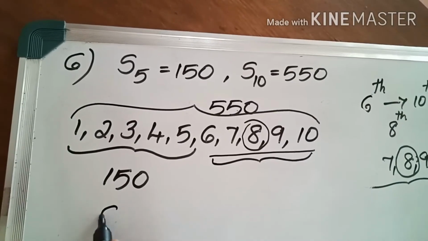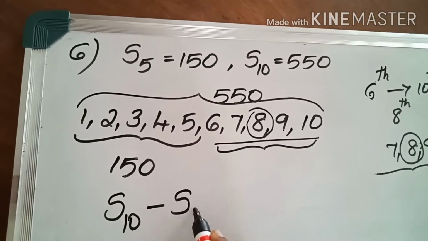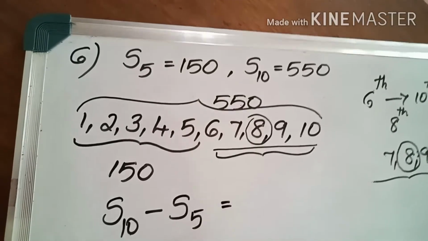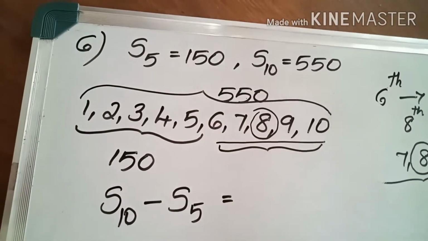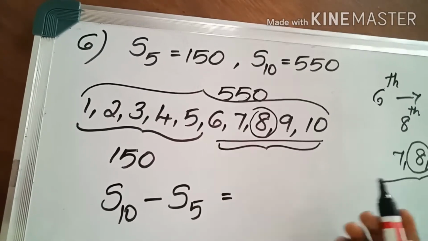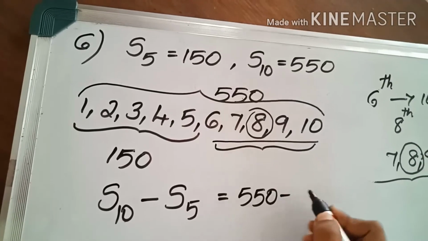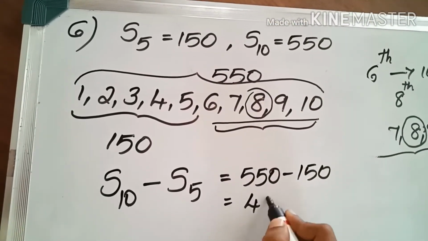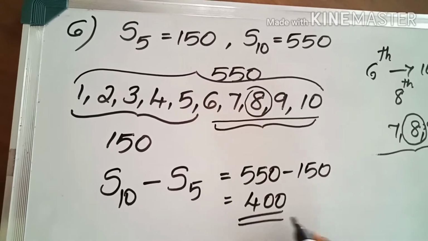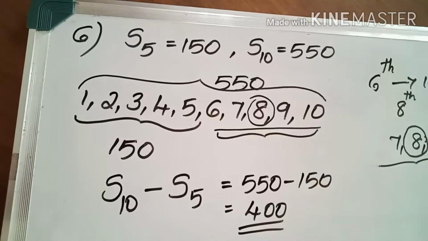So S10 minus S5. We will get the sum of the next 5 terms. That means we will get the sum from the 6th term to the 10th term. So here 550 minus 150. The answer will be what? 400 is the answer. So 400 is the sum of the 6th term to the 10th term.